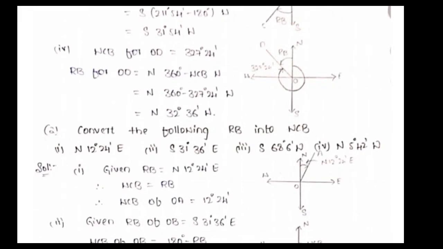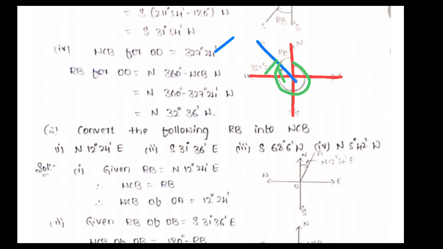Whereas the fourth one, WCB value, is given as 327 degrees 24 minutes, which lies in the fourth quadrant. That's why for that also we need to draw a coordinate axis and draw a line OD in the fourth quadrant, and based upon its coordinate system, the whole circle bearing is given by 327 degrees 24 minutes, this angle.